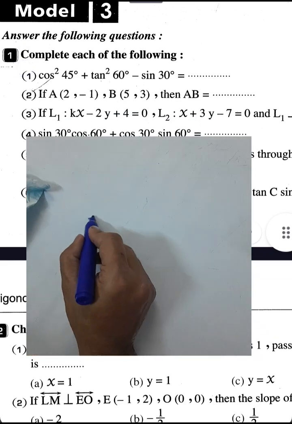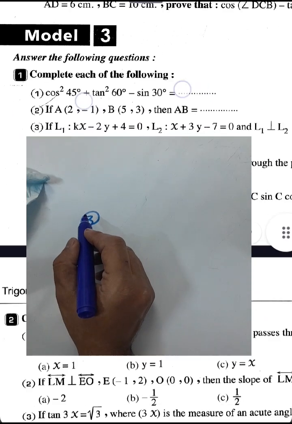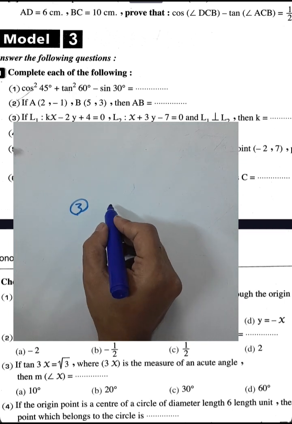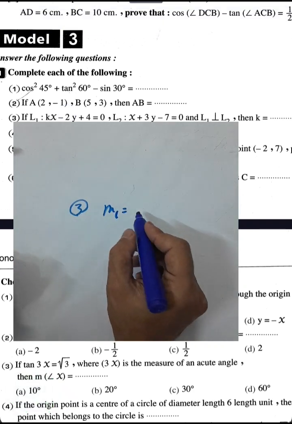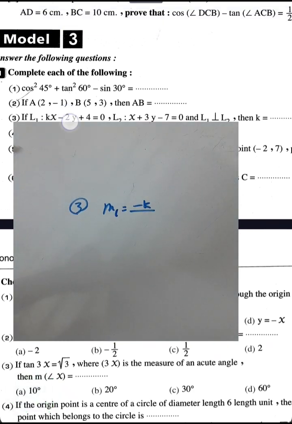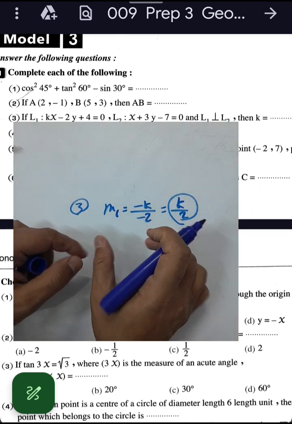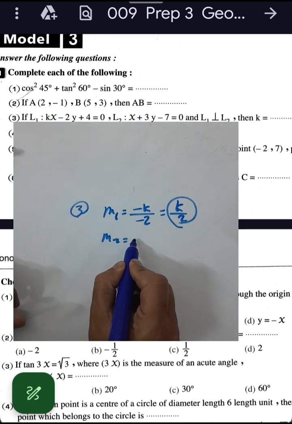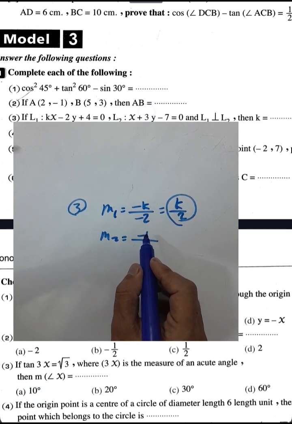Number 3, if L1 and L2 are perpendicular, we want to find the value of K here. Okay, we have the slope of L1 is negative coefficient of X over coefficient of Y, negative K over negative 2, which will be K over 2. The slope of a straight line is negative coefficient of X over coefficient of Y. Okay, it's slope 1 and slope 2. Here in this equation, negative coefficient of X is negative 1 over coefficient of Y, 3.